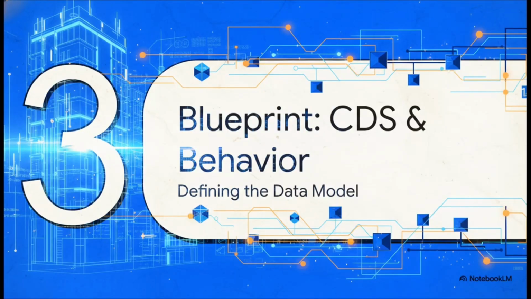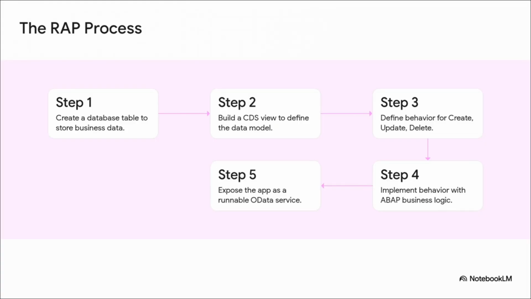Okay, the foundation is poured. Now it's time to pull out the architectural plans. We've got a place to store our data. Now we need to define the structure and the rules for how our application is actually going to use it. And this brings us right to steps 2 and 3. We're creating our data blueprint with something called a CDS view. And then we're defining the rules of the house with a behavior definition.